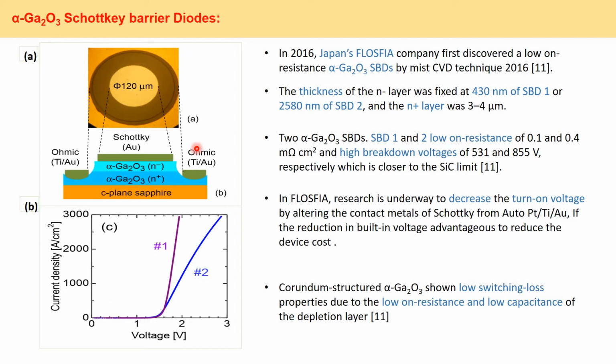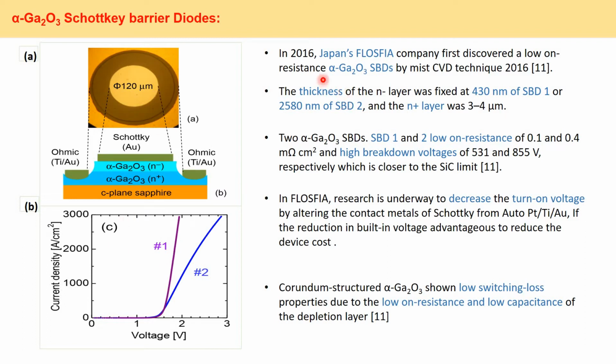So next comes the Schottky barrier diode, the alpha gallium oxide Schottky barrier diode. What is a Schottky barrier diode? It is the junction between metal and semiconductor. So this is like direct contact of metal with the semiconductor gallium oxide. Here also, like ohmic contact, there are two types of contact, ohmic and Schottky contacts. So here I represent the symmetric structure of Schottky diodes and their VI characteristic.